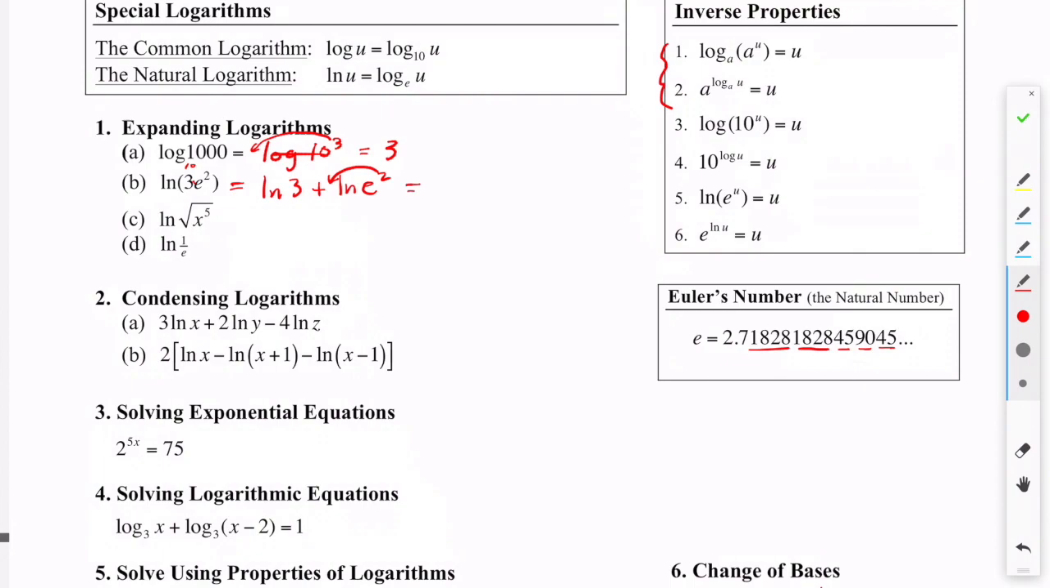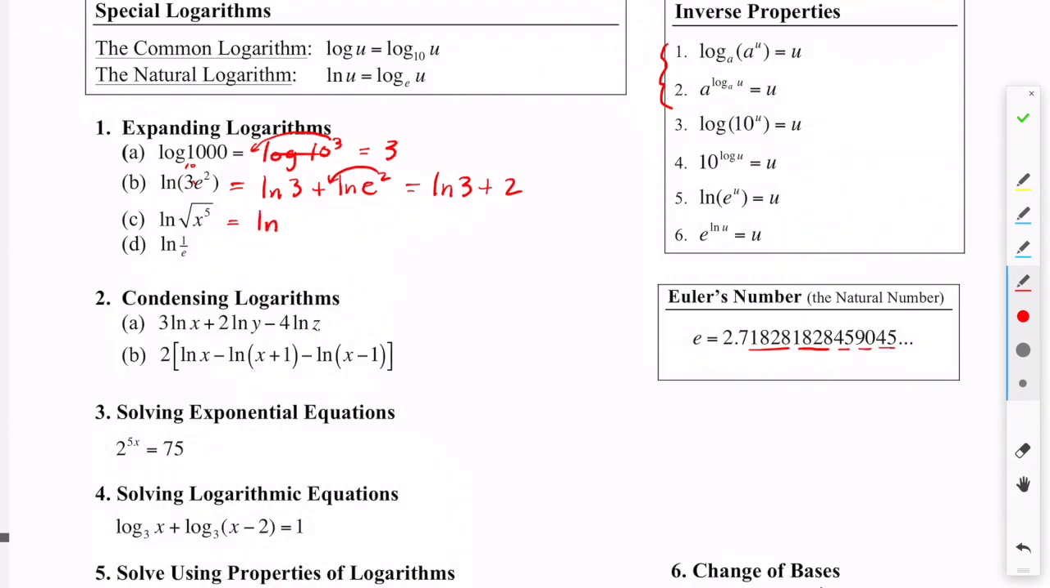And finally I can say this is an ln 3 plus 2. Right, so I can sort of use that inverse property here of logarithms I mentioned. All right, so that looks expanded and simplified. Next, part C. Well, that square root symbol, I want to rewrite that as a 1/2 power.